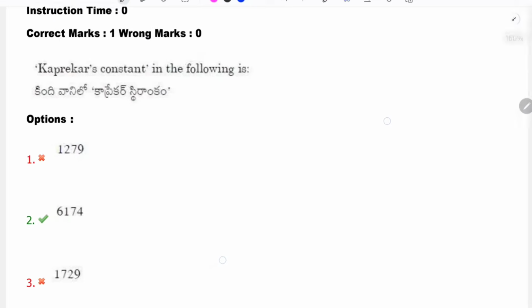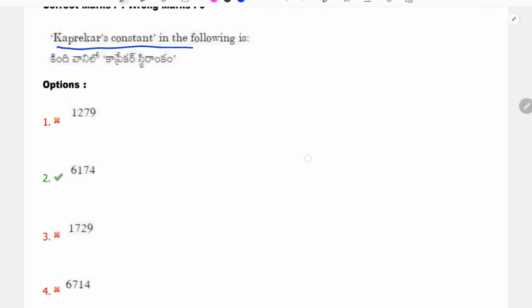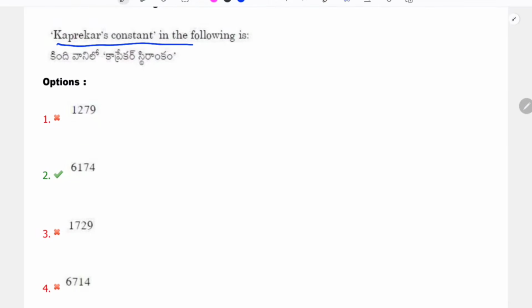Now next question. What is that question? What is Kaprekar's constant? Kaprekar's constant is a special constant number. Always when it is Kaprekar's constant, you have to give the answer 6174. So what is the 6174? It is a special number.